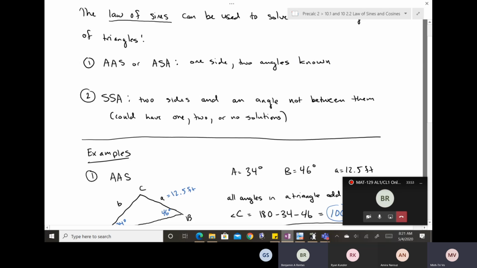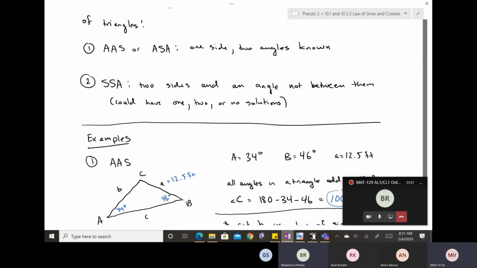How could you have more than one solution? Aren't you looking for one thing? Wait, can you repeat the question again? How could you have more than one solution? Aren't you looking for one thing? Looking for a side. How can a side have more than one answer?